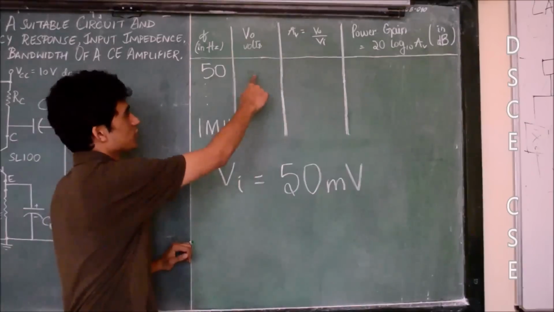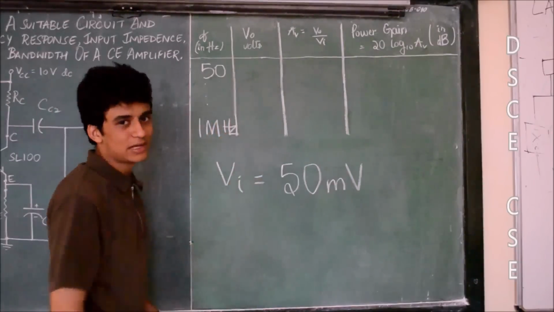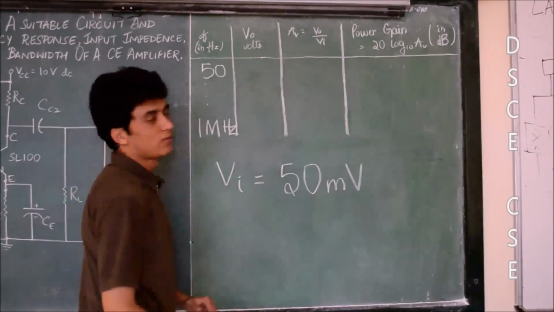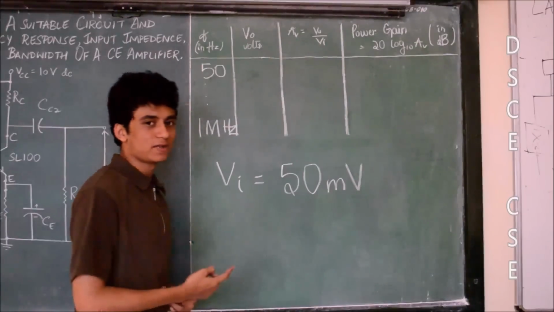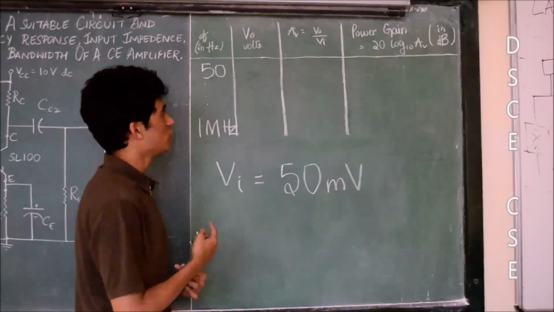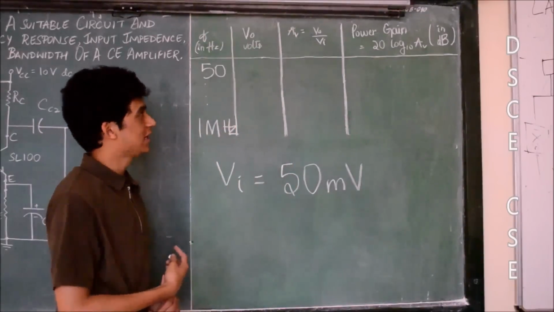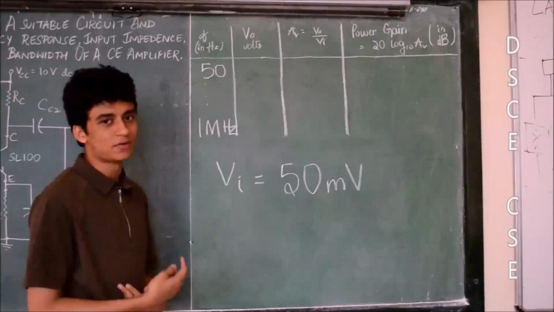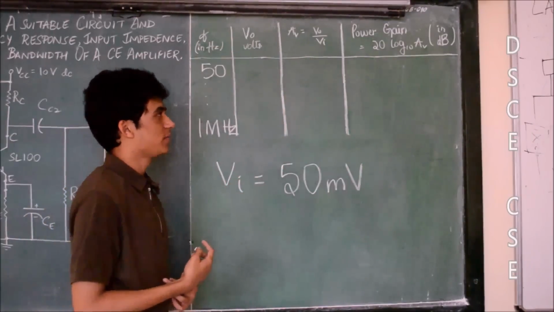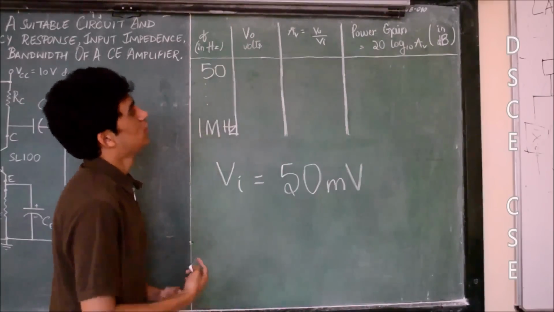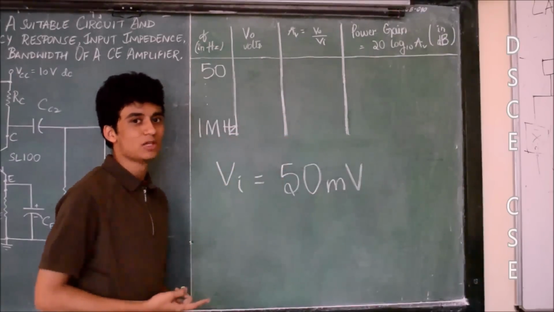We take the corresponding output values measured across RL for every value of input frequency, and we tabulate it in the tabular column. For every value of output voltage obtained, we also obtain the voltage gain of the amplifier, which is given by the formula Vout by Vin, or Vo by Vi. After we calculate the gain for every value, we also need to calculate the gain in decibels, otherwise called power gain. We calculate that by the formula 20 into log to the base 10 of voltage gain, AV. After we calculate that, we plot the values of voltage gain versus frequency on a semi-log graph sheet.